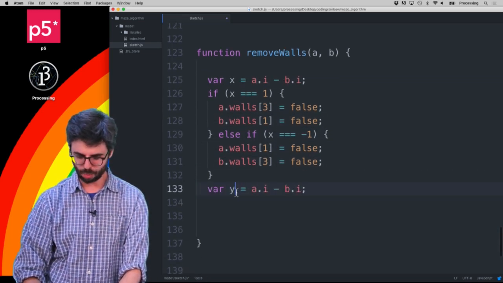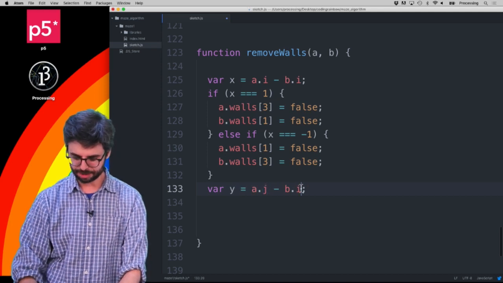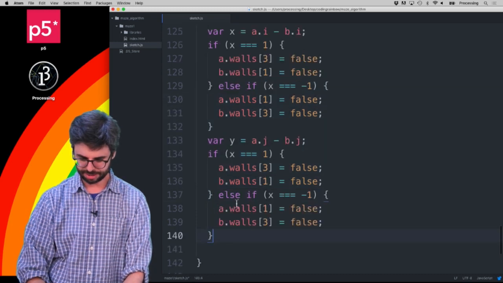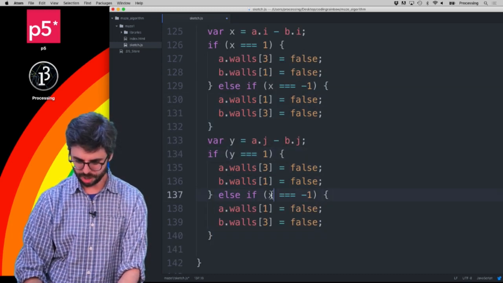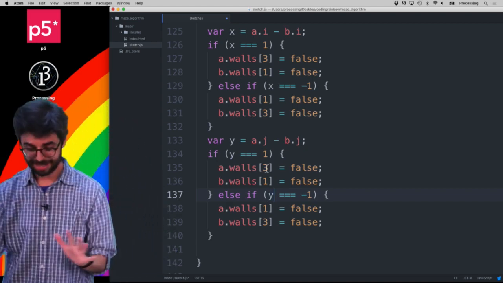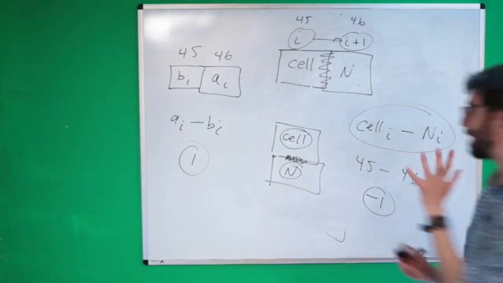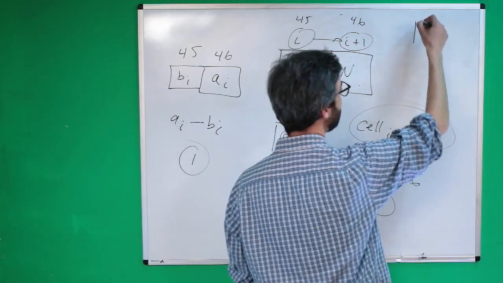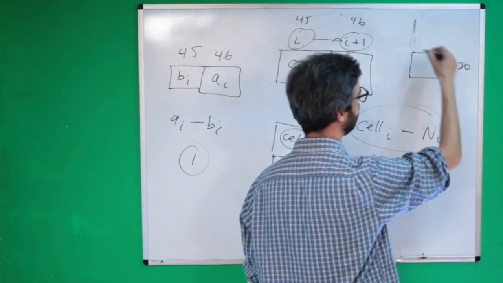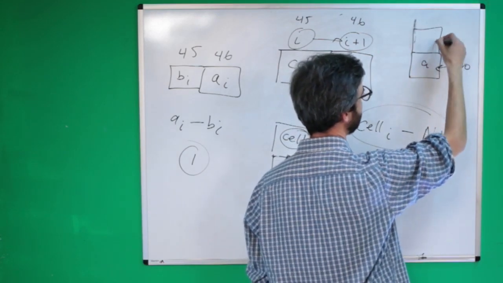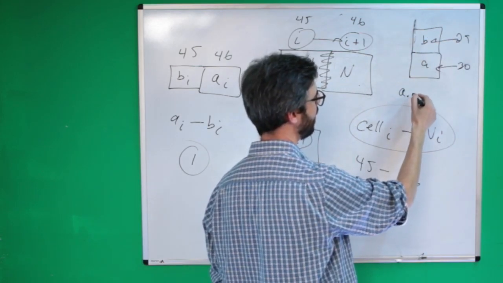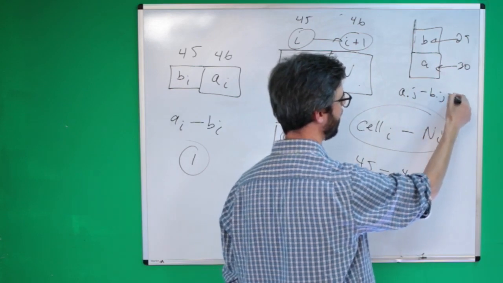And so y is what? a dot j minus b dot j. And I'm going to do exactly the same thing: if y is 1 or y is negative 1. Let's think about this. I think we can figure this out without a diagram, but I'm going to do it anyway. Let's say this is a, and it is row 30. And this is b, and it is row 29. So a dot j minus b dot j is 1.